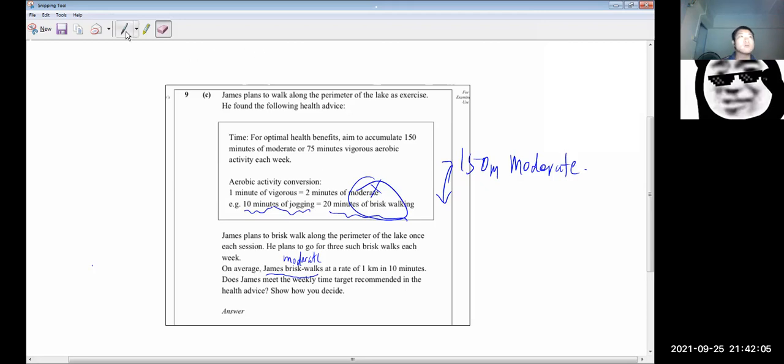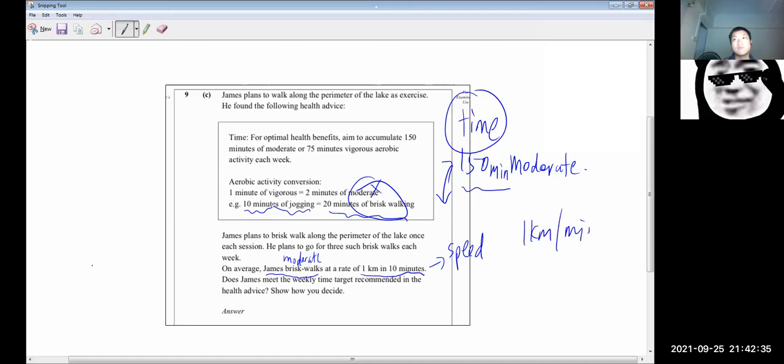So this is 1 kilometer in 10 minutes. In fact, the question here focuses on the time, instead of the meters. So the answer you need to give needs to discuss the time. They give you the speed from here, which we talked about just now. Let's use 1 kilometer per minute first. That's the speed.